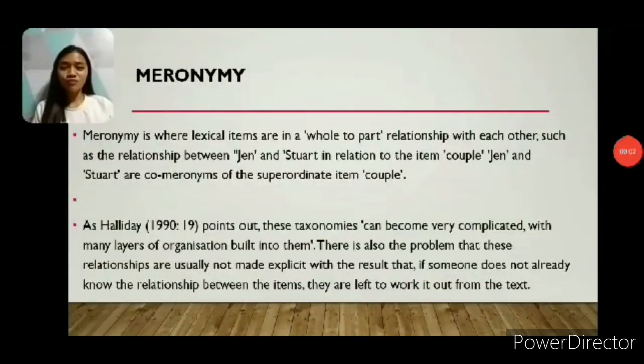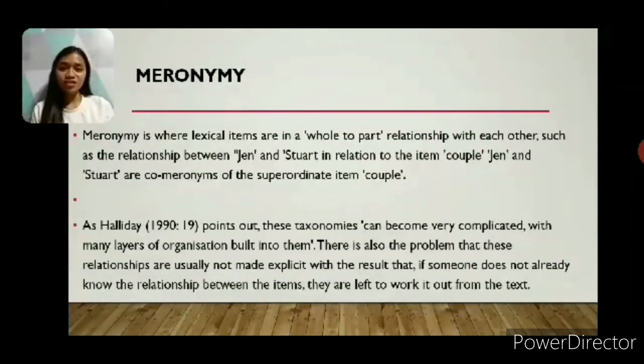Meronymy. Meronymy is where lexical items are in a whole-to-part relationship with each other, such as the relationship between Jen and Stuart in relation to the item couple. Jen and Stuart are co-meronyms of the superordinate item couple.